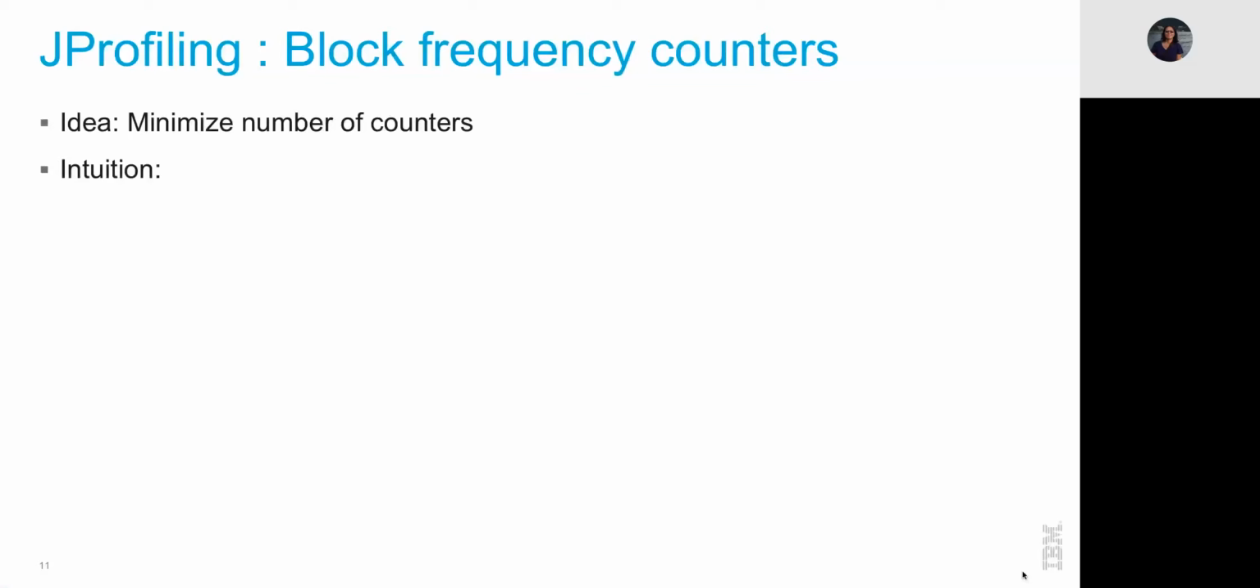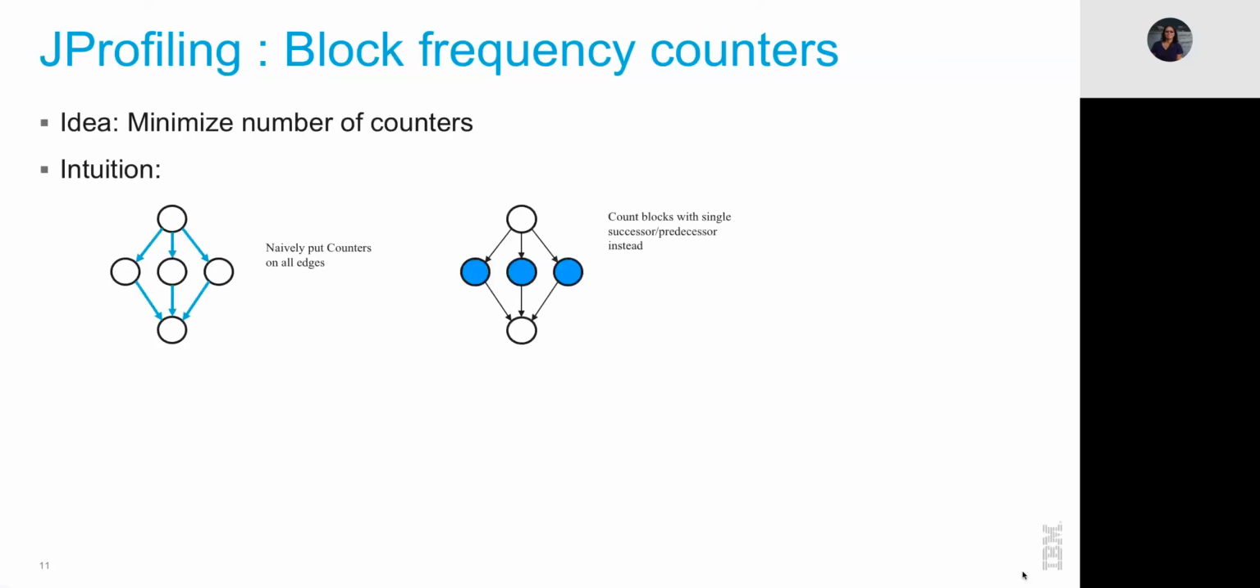Let's take a look at an intuitive example. In this example, we can decide to naively put counters on all edges. But is there some better way we can optimize this? Well, we know that if we put a counter on a block with a single successor or a single predecessor, we can effectively count the frequency of other edges and blocks. So that reduces the counters to half. Can we still do something better?